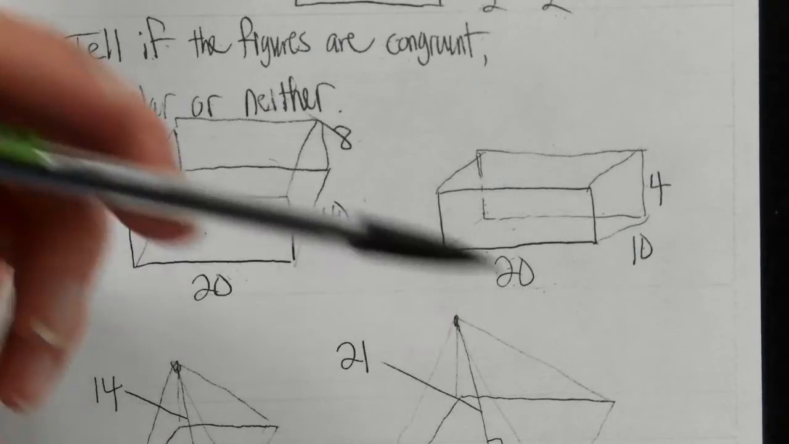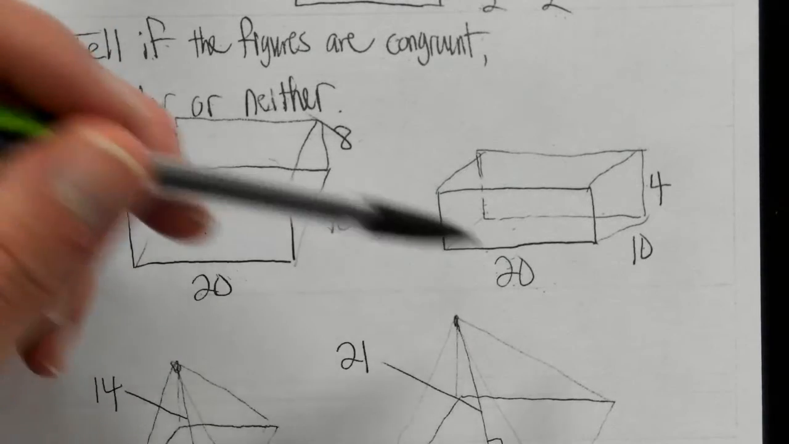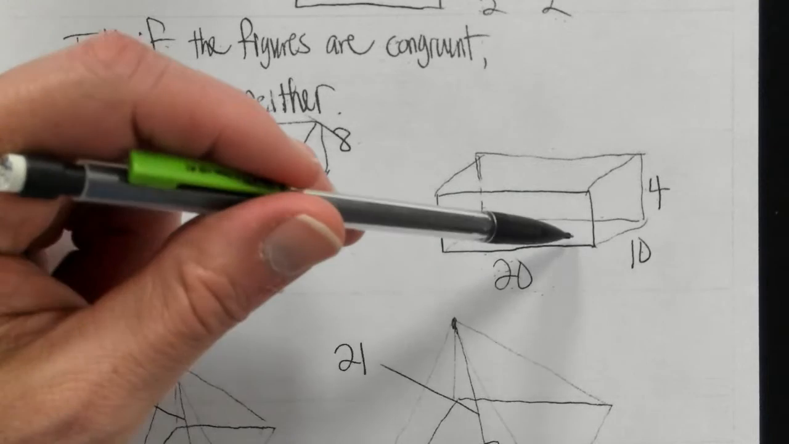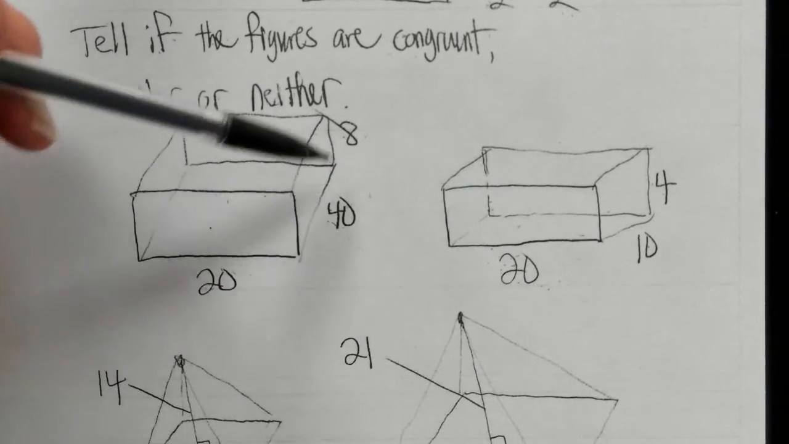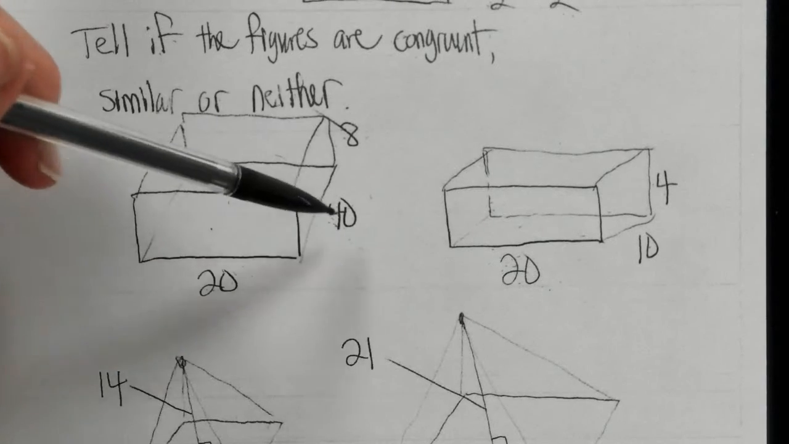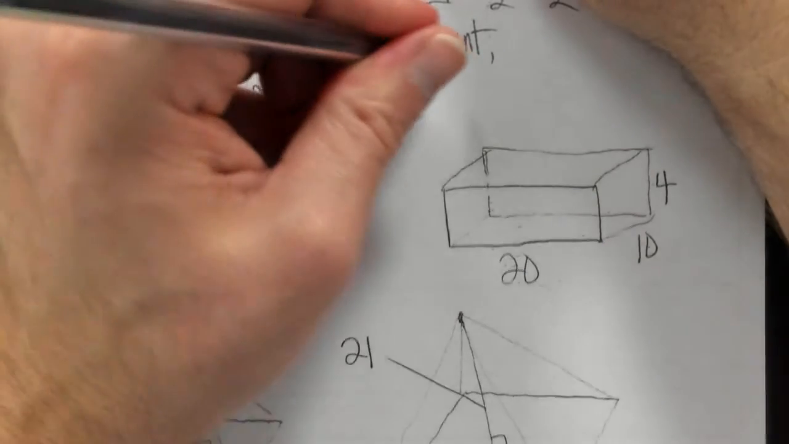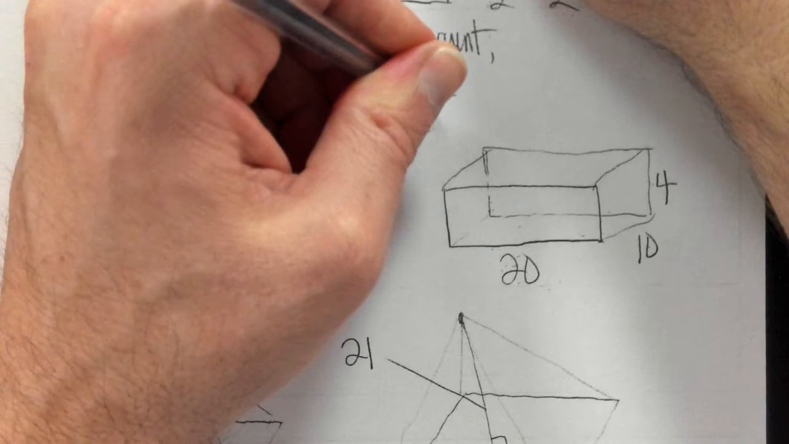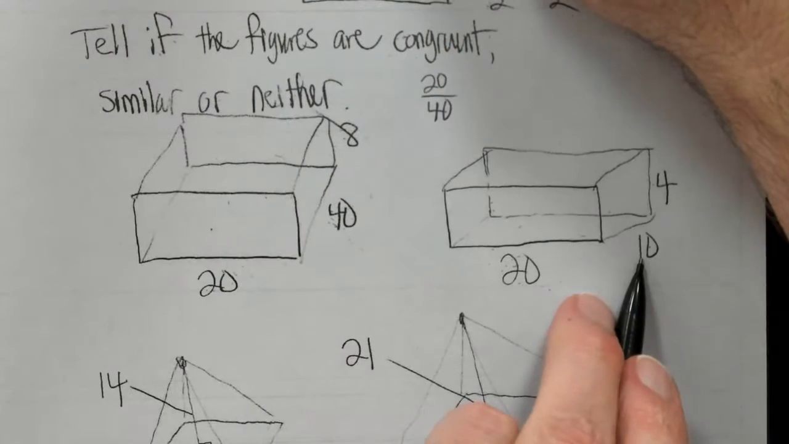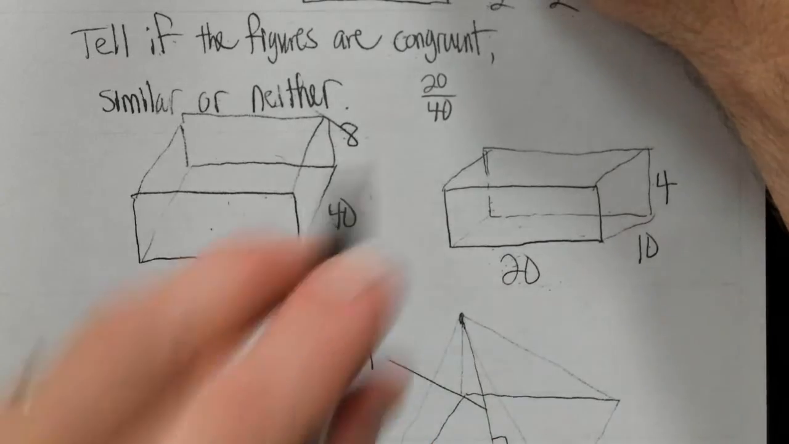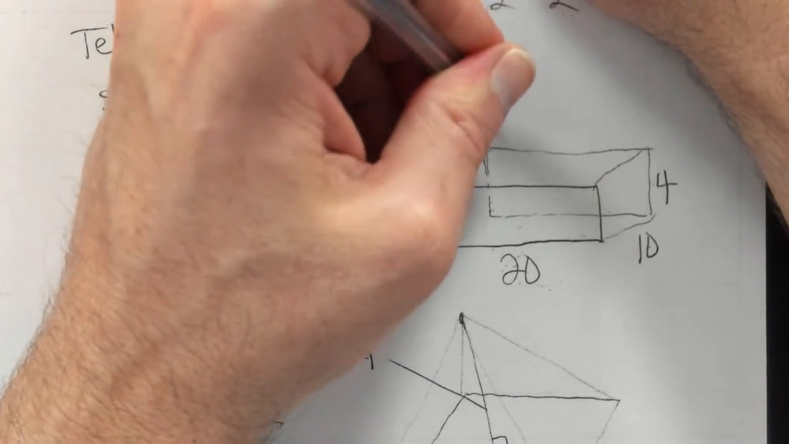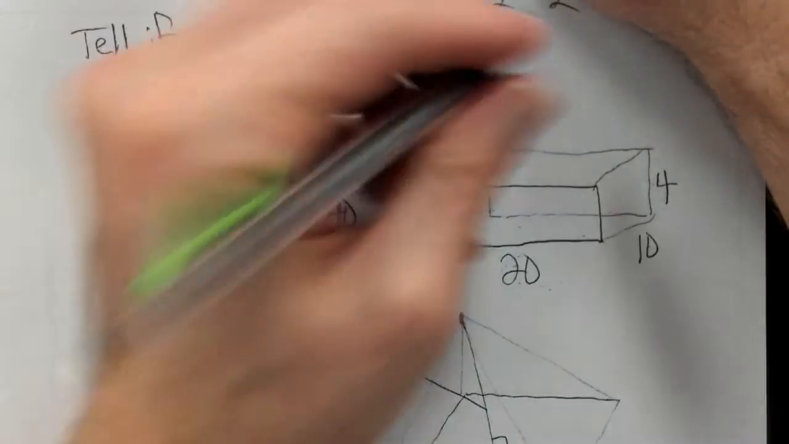So how are we going to tell which parts are corresponding? Well, 20 is the longest dimension here, right? So it's got to be matched up with the longest dimension here, which is 40. So my first fraction that I'm going to write is 20 over 40. The next fraction would be 10 over 20, matching the middle to the middle. Then we'll match 4 with 8.